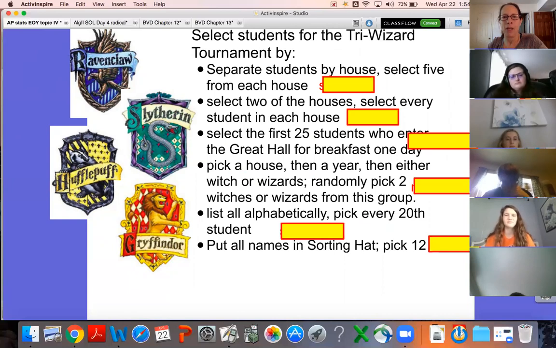Okay. So we're doing the Triwizard Tournament. If I say, let's separate the students by house and take 5 from each of the houses, Ravenclaw, Slytherin, Hufflepuff, and Gryffindor, what kind of sample is that, Jake the Snake? Stratified? Yes. All right, but what if I take 2 of the houses and I say, let's get everybody in each house? What kind of sample is that, Laura Rhodes?